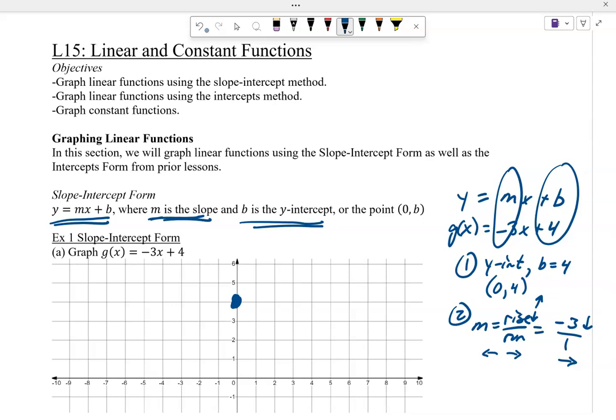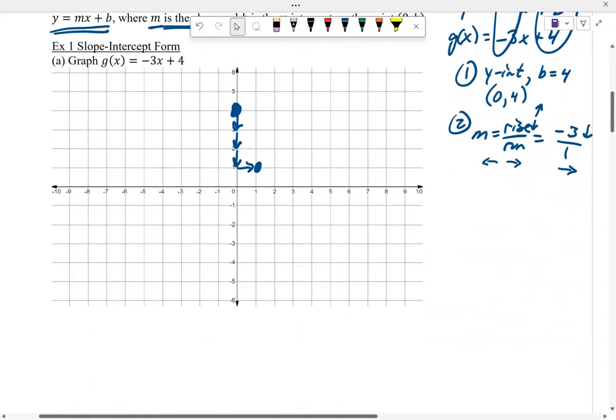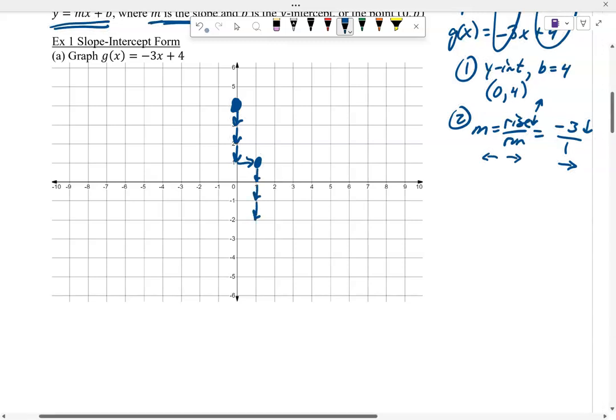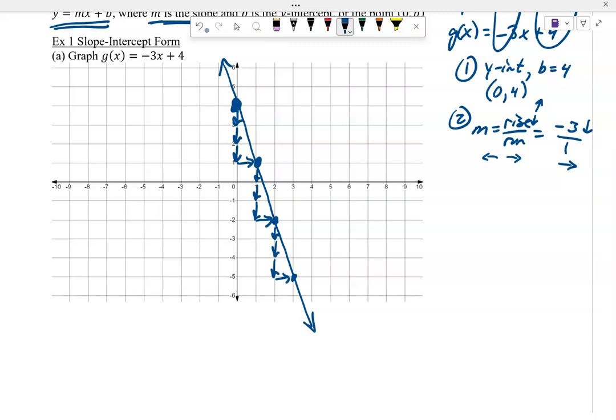And I'm just going to count it off. 1, 2, 3, down 3. Right 1, and I'm going to put a dot. And I can draw the line right through there. But I could keep going if I want to. Down 3, right 1, I put a dot. Down 3, right 1, I put a dot because my slope is -3. Since it's a negative slope, you see it going down 3, right 1, right? So again, we started at the y-intercept, and then I used my slope.